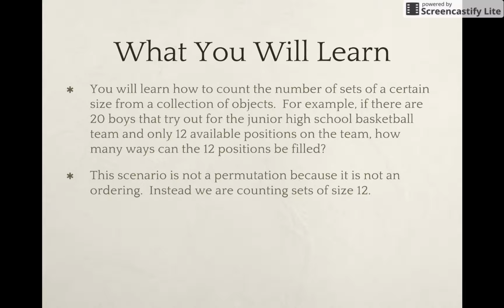This scenario differs from our previous presentation about permutations because the order is not important here. Consider 12 positions that might be representing the boys on this basketball team. Well, if you take those 12 names and write them in one order and then rewrite them in a different order, you still would have the same basketball team. And so in this case, the order of our objects, in this case our basketball players, doesn't matter. So this is something different than a permutation because order does not matter.